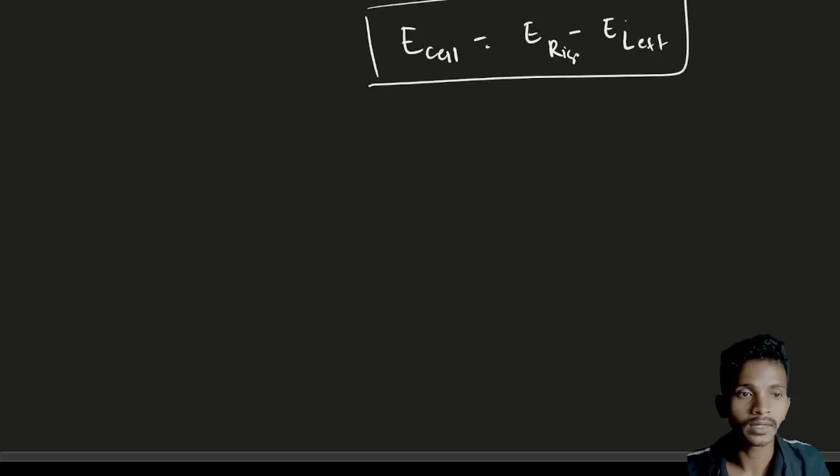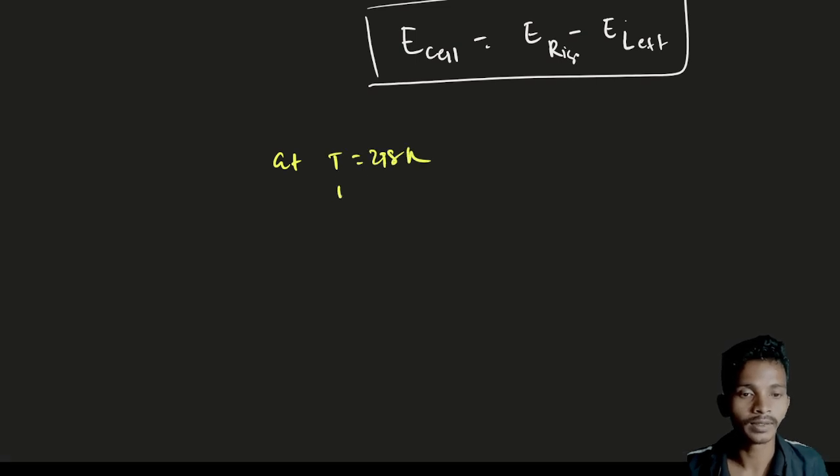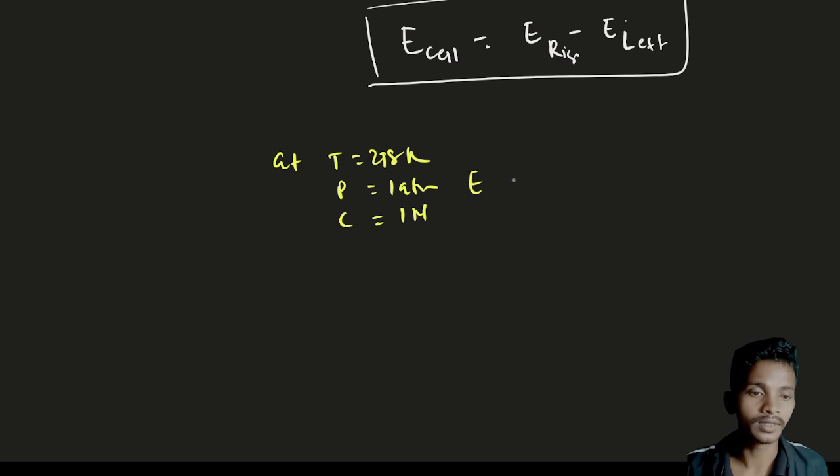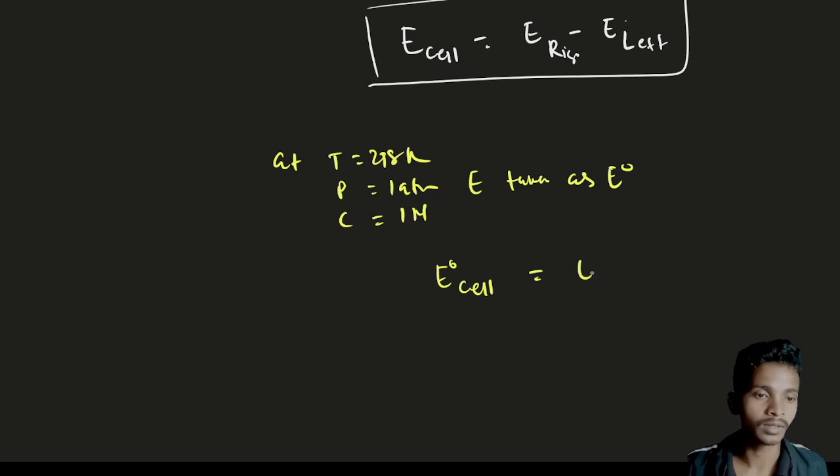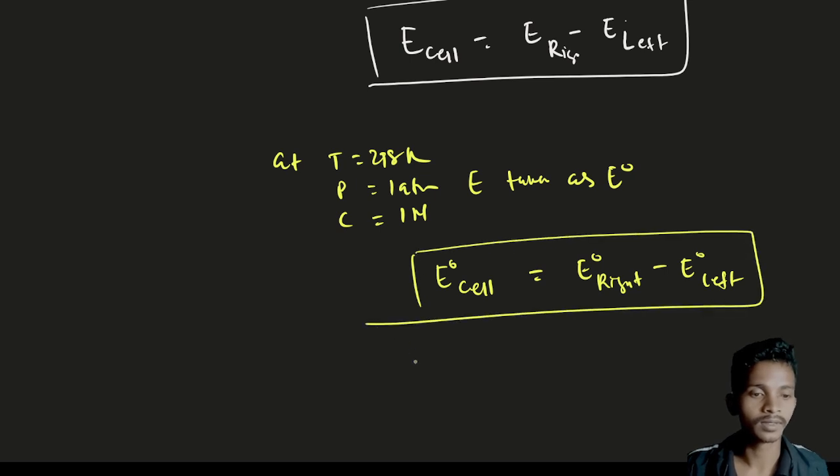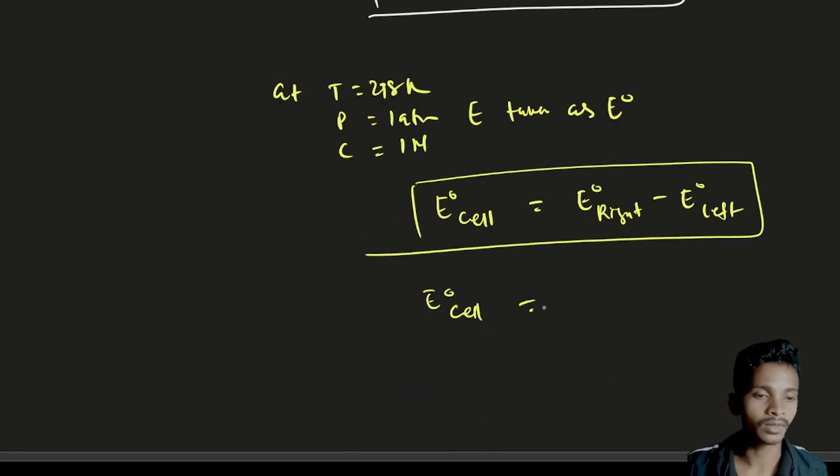For standard conditions, we write temperature equal to 298 Kelvin, pressure equal to 1 atm, and concentration equal to 1 molar. Then E is taken as E naught. So under standard conditions we can write E naught of cell equal to E naught of right minus E naught of left. Similarly, E naught of cell equals E naught of cathode minus E naught of anode.